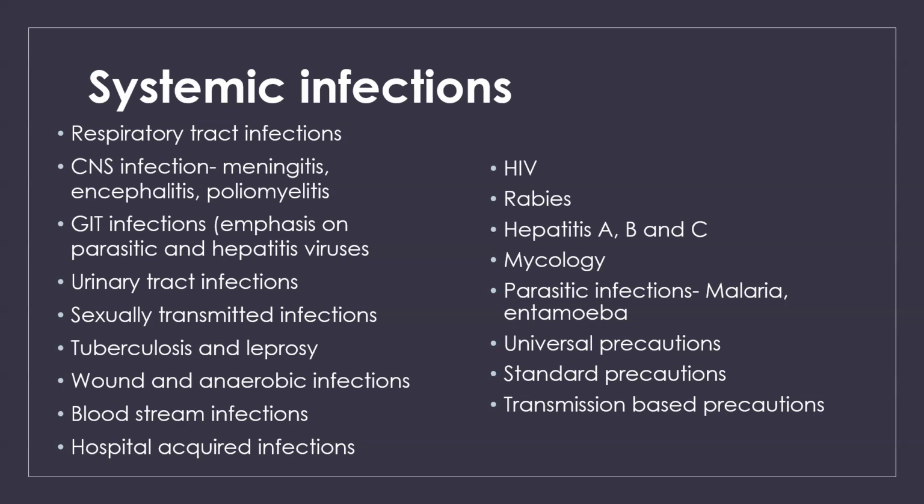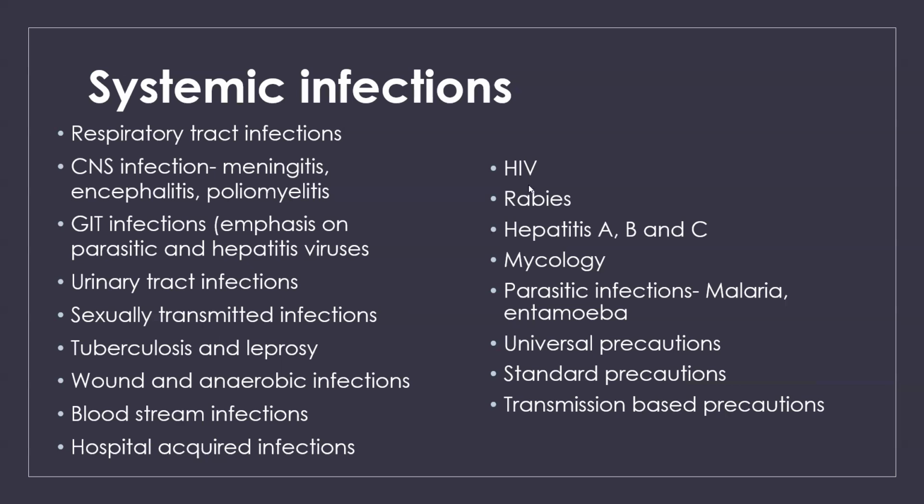So you should read in detail about hospital acquired infections. Whenever you are preparing for examination, first of all start with general microbiology, immunology, then read hospital acquired infections. Then you will understand clearly. In hospital acquired infections, you should focus on universal precautions, standard precautions, and transmission based precautions. Last year we got questions from universal precautions and standard precautions for 5 marks.